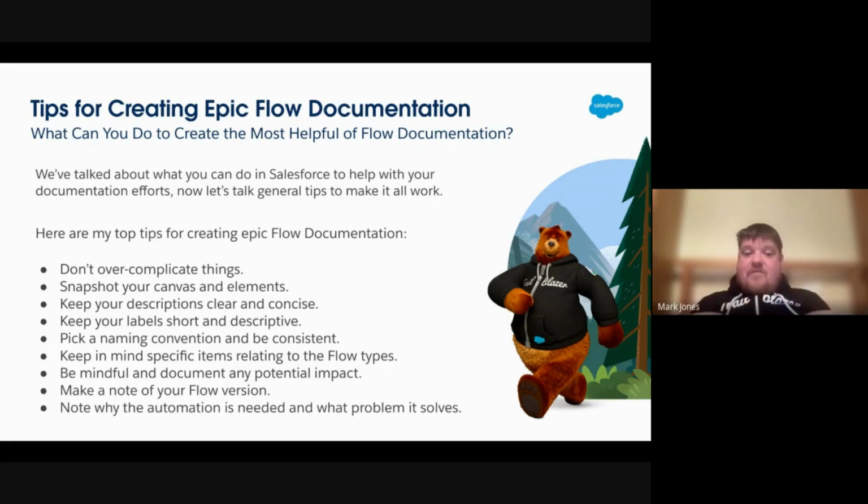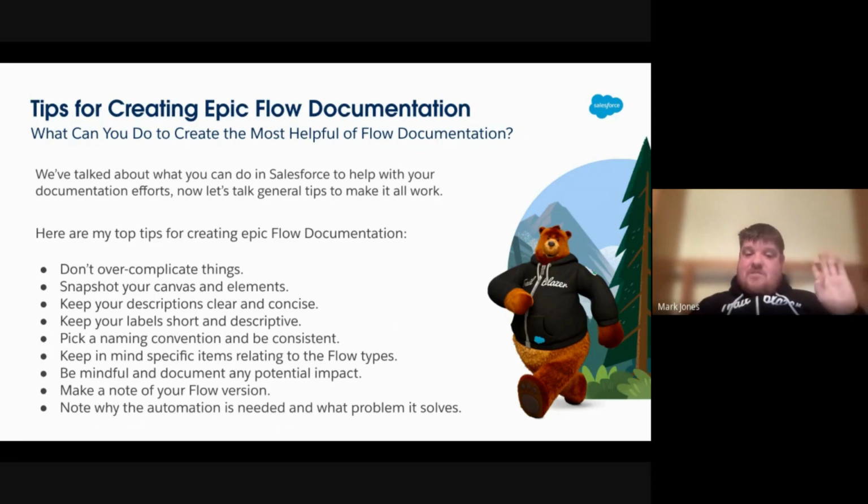And also be mindful and document any potential impact that the flow will have. When we build any automation, it can have a knock-on impact on potentially other automations. There are things like Apex triggers inside of your org. It can also impact other flows and potentially other integrations. So if you are able to document that, it is very, very helpful.